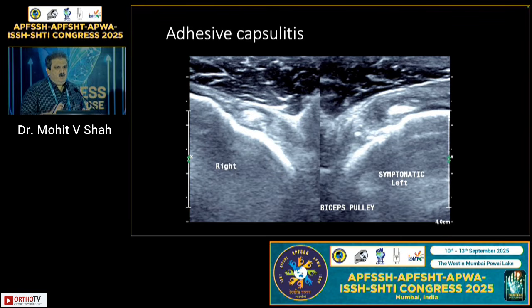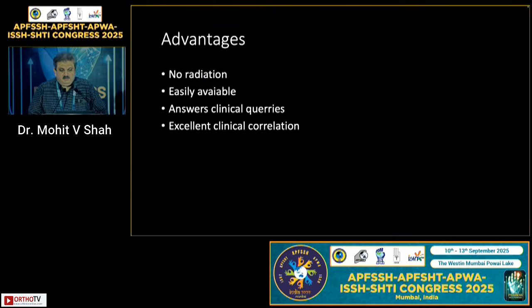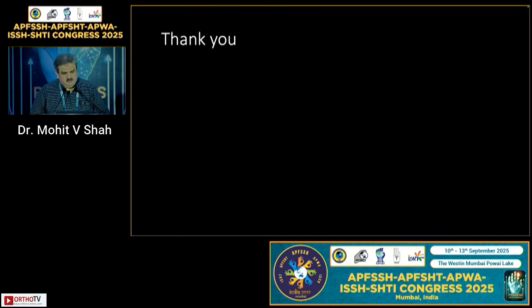If I am ever in doubt in this patient of adhesive capsulitis, I can compare it to the asymptomatic right side, and I find that this coracohumeral ligament is thickened, and that's my strongest point. So there are strong advantages: no radiation, easily available, but the most important thing is it answers clinical queries, and it has an excellent clinical correlation. The patient can point out the site of tenderness. I can do a focused ultrasound and give the perfect diagnosis to the clinician.